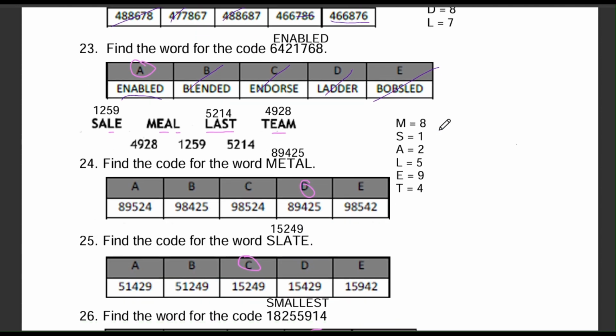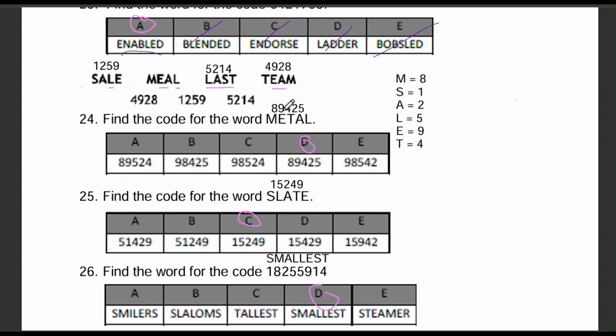6421768. Question 24. Find the code for the word metal. Our options are A, 89524, B, 98425, C, 98524, D, 89425, E, 98542. The correct answer is D.